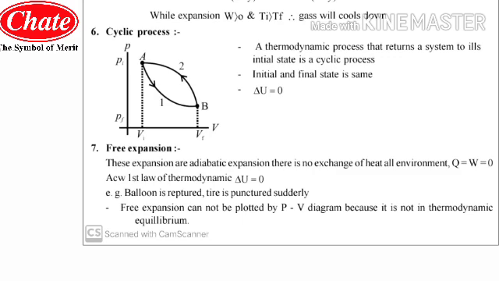Now we'll see the free expansion. It is an adiabatic expansion. There is no exchange of heat with the environment, so Q is equal to W is equal to 0. So it obeys the first law of thermodynamics, that is delta U is equal to 0. Examples of this process are a balloon rupturing or a tire suddenly puncturing. There will be a noise, and a sudden expansion. That is nothing but free expansion.